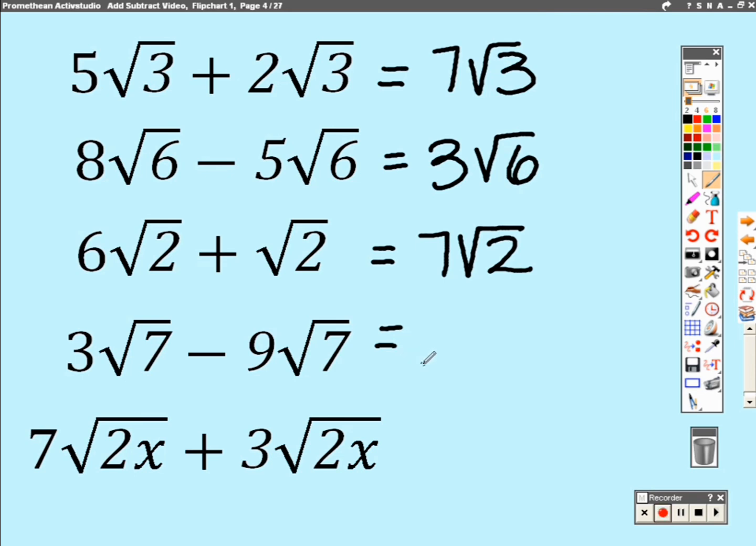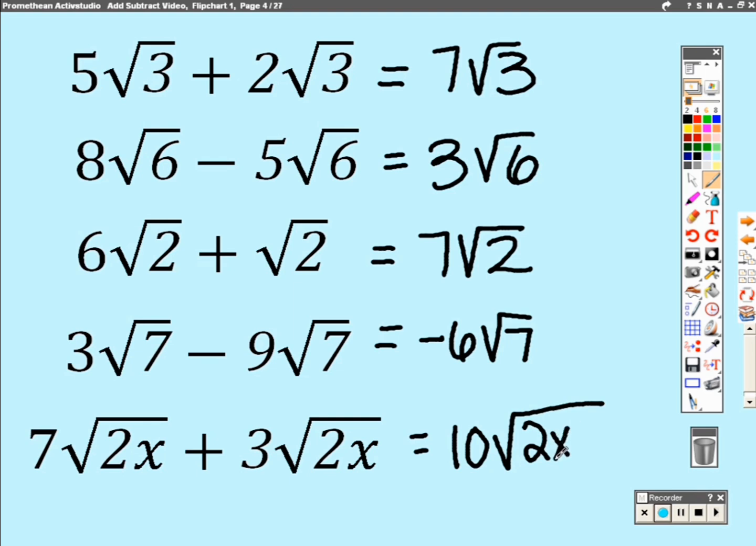What about a little subtraction? 3 radical 7 minus 9 radical 7. Don't get scared with the negatives. I'm still allowed to do that. This becomes negative 6 radical 7. And the last problem, what if your teacher tries to trick you with variables and radicals at the same time? Well, don't get scared. It's the same thing we've been doing all along. If you have 7 radical 2x's and you're trying to add 3 radical 2x's, that means you're going to have 10 radical 2x's. Remember, radicals act like variables.